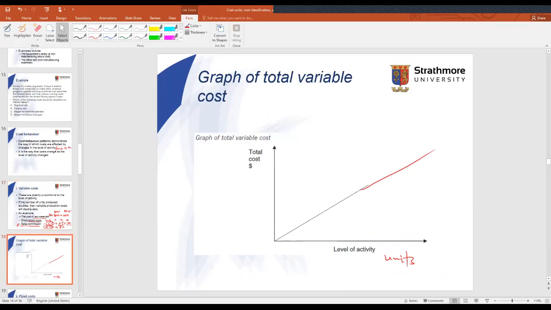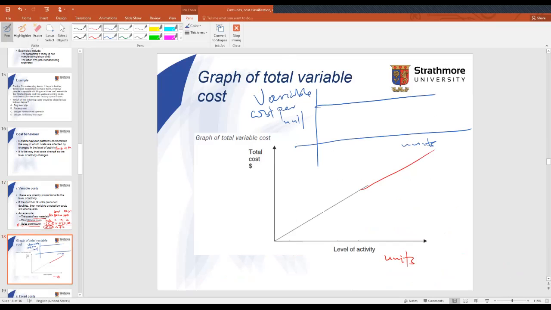Let me just draw another simple graph here. This being units, and this being variable cost per unit. Therefore, it will remain constant irrespective of the units we're selling. So for example, this can be our $2. The commission paid per unit remains the same irrespective of the numbers that this particular person is going to sell.